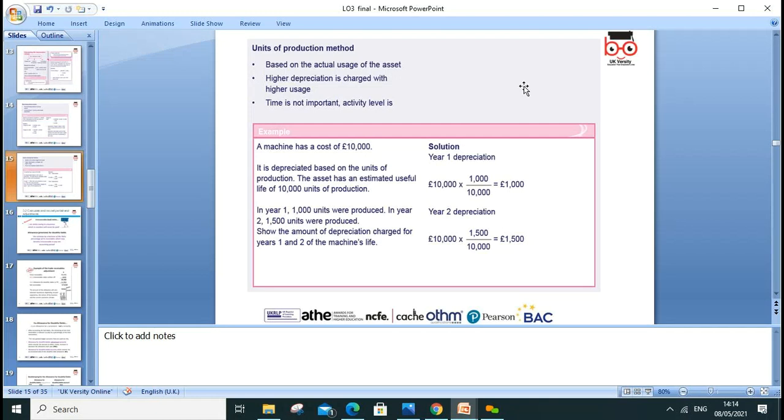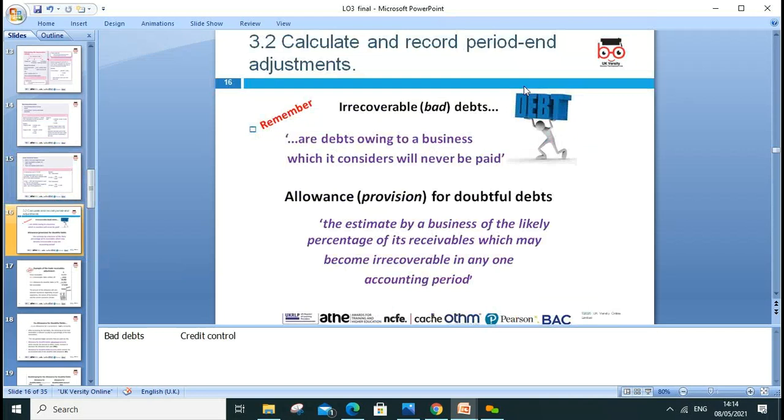Unit of production method: how many units we can produce through the machine, then we can depreciate. So the value is 10,000. We can produce 10,000 units a day, and we have already produced 1,000 units. So we multiply 10,000 by 1,000 divided by 10,000, so 1,000 will be depreciated. If you produce 1,500 units, then 1,500 of the machine's value should be depreciated. So that's the way we can calculate and use it.